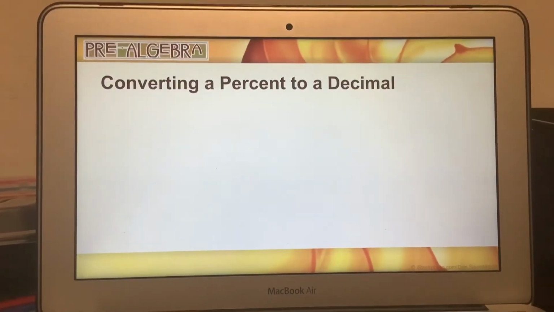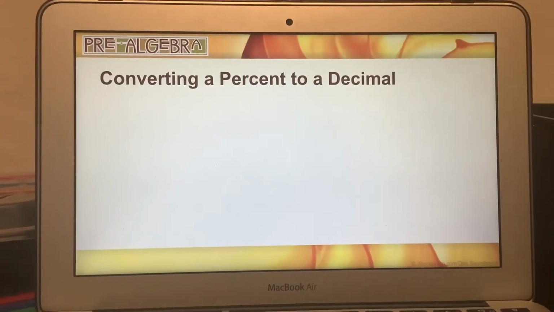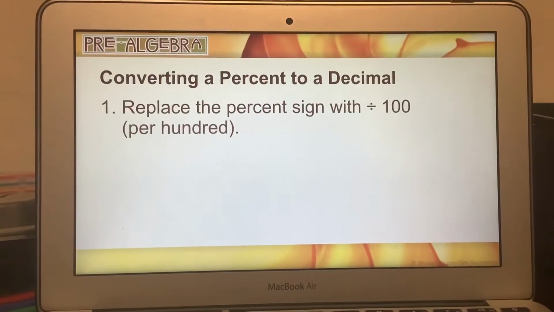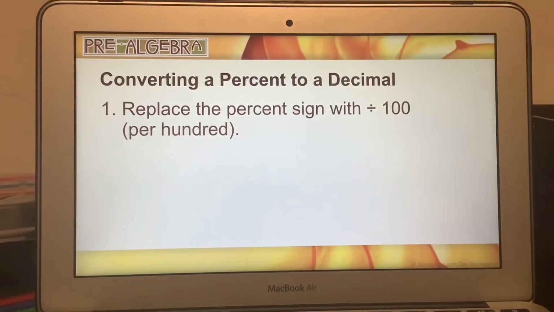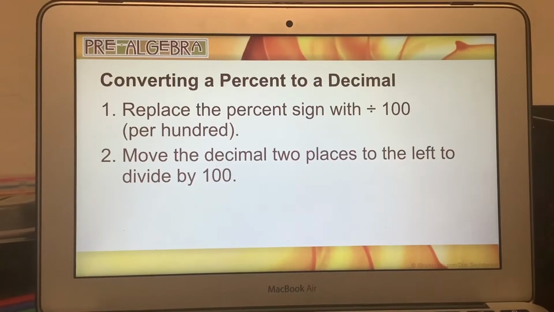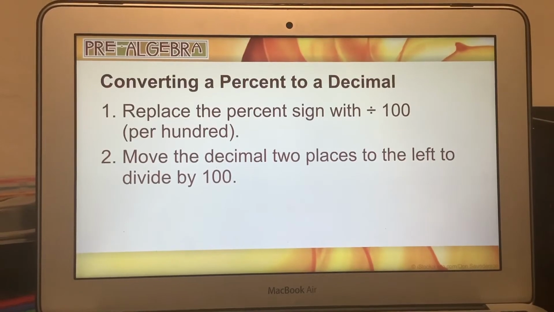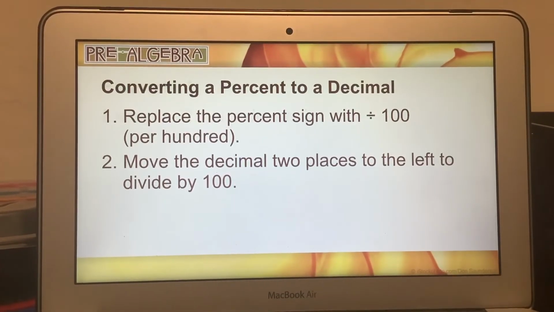Now, if I want to take a percent and convert that to a decimal, I will have to replace the percent sign with dividing by 100, because percent means per 100. So I'm going to move the decimal place 2 places to the left and divide by 100. All right, let's take a look at a couple of examples to put that into practice.